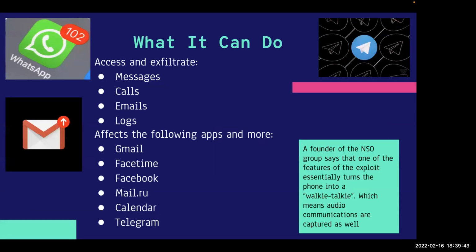And it had modules, specific modules built into it. It didn't just grab everything on the phone, but extremely specific applications to grab messages, calls, emails, logs, and specifically targeted apps like Gmail, FaceTime, Facebook, Mail.ru for those Russian users, Calendar, and Telegram. And so, yeah, the founder of the NSO Group says that one of the features of the exploit essentially turns the phone into a walkie-talkie.